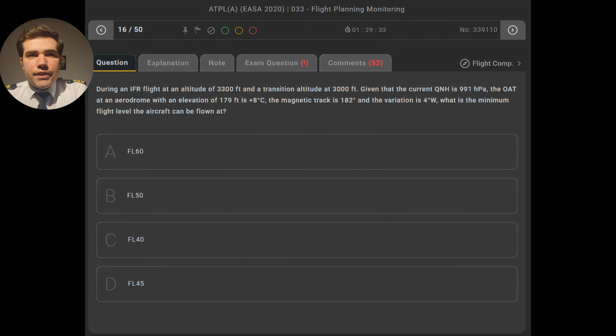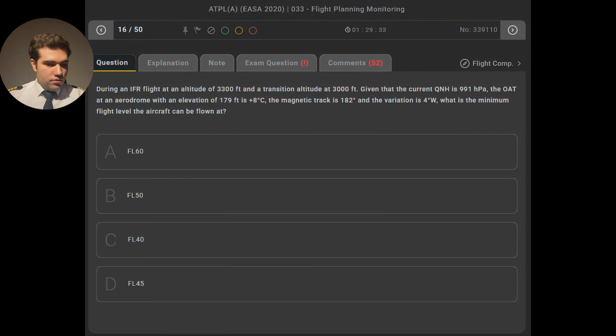During an IFR flight at an altitude of 3,300 feet and a transition altitude of 3,000 feet, given that the current QNH is 991 hectopascal, the outside air temperature at the aerodrome with an elevation of 179 feet is plus 8 degrees Celsius. The magnetic track is 182 and the variation is 4 degrees west. What is the minimum flight level the aircraft can be flown at?